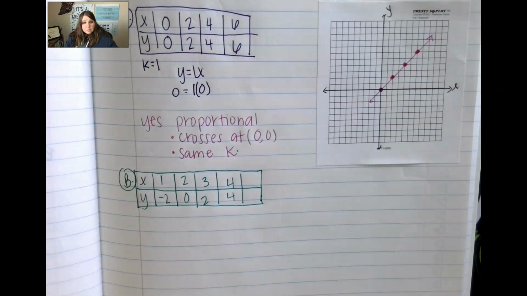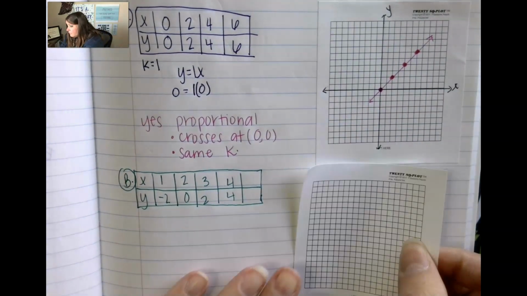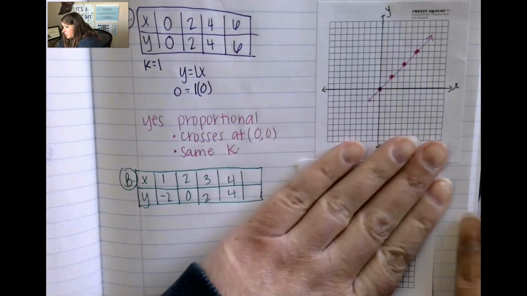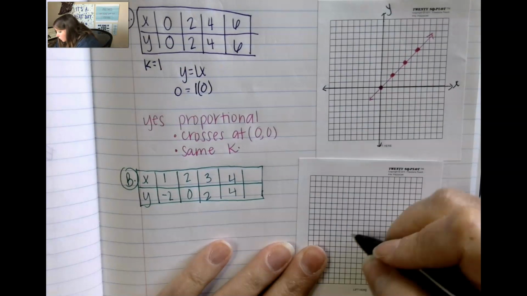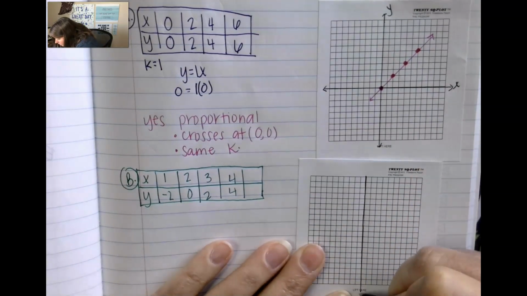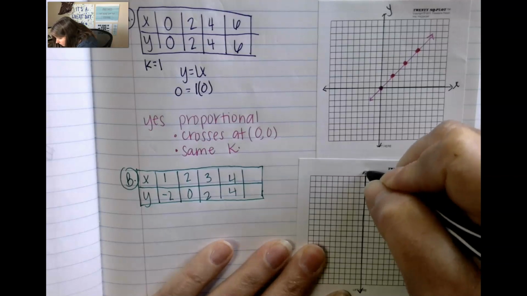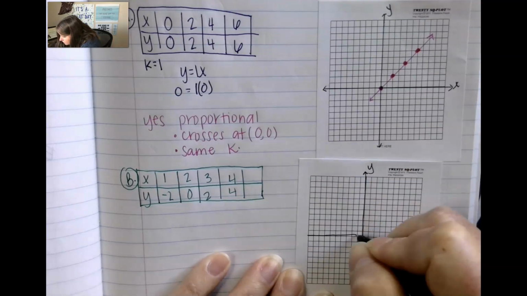It doesn't have the same multiplier. But we're supposed to be using graphing to determine if it has a proportional relationship. So we're going to take our sticky note, we're going to graph. Here's my y. Here's my x.